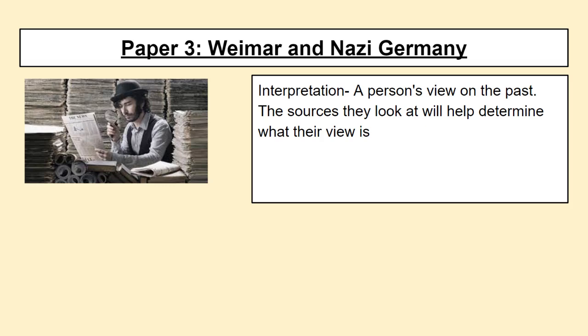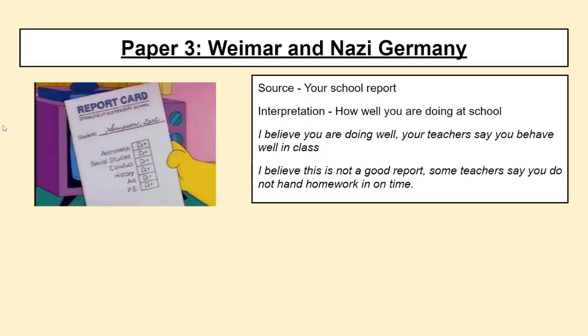The best school example I can think of for you guys is your school report. If we treat that as a historical source of how you're getting on at school, different people can interpret this in different ways. So someone might look at your report and say, you're doing well. Your teachers say you behave well in class. Your behaviour is good. But a different person could look at that report and say their interpretation is it's not a good report because some teachers say you don't hand homework in on time. It's the same event as you at school, but people might look at that source differently.